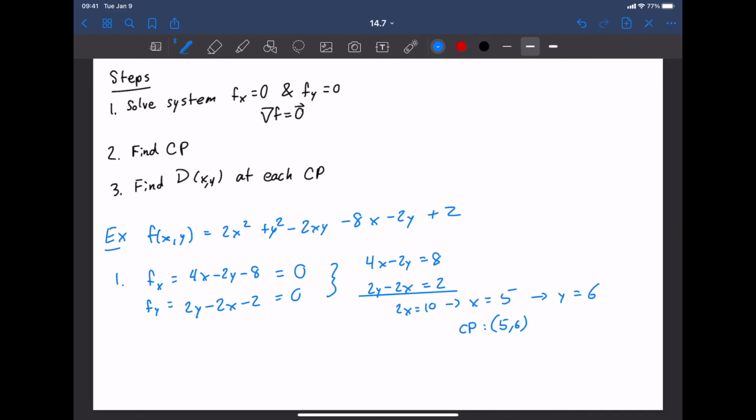I'm going to put a flag here for you to remember that if there was not necessarily only one y value for that x value, you might have multiple critical points where x was 5. The same thing with y. You could have multiple critical points where the y was 6. But for this kind of a system, there's only one way for the x derivative and the y derivative to both be 0. And that's at this point.